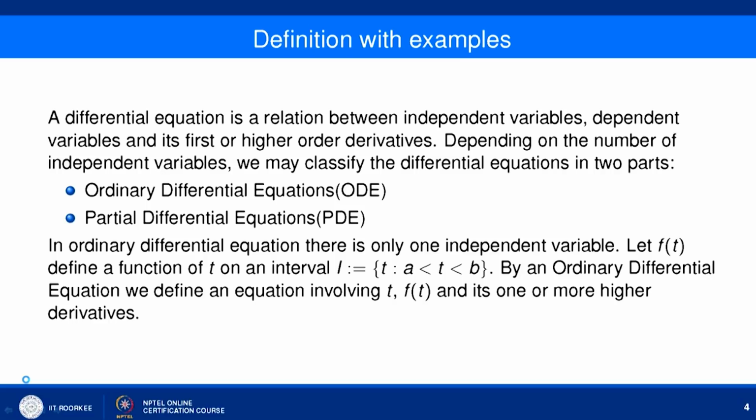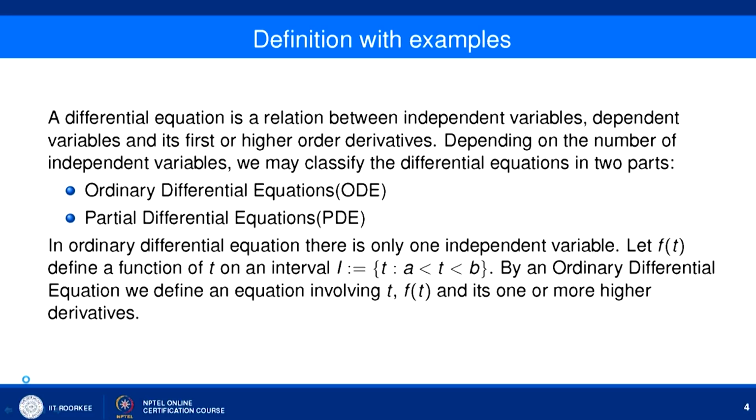As the name indicates, a differential equation is a relation between independent variables, dependent variables and their first or higher order derivatives. For example, if the independent variable is t and the dependent variable is y, it means that y is a function of t, and we can consider the first or higher derivatives, that is y'(t), y''(t) and so on. Any relation which relates t, y, y'(t), y''(t) and so on is considered to be a differential equation.